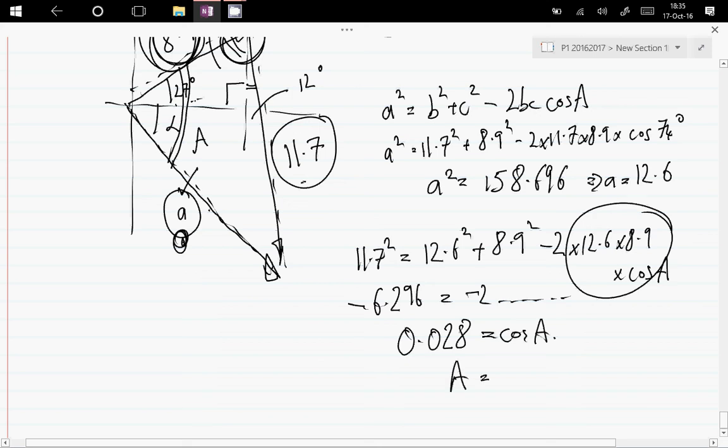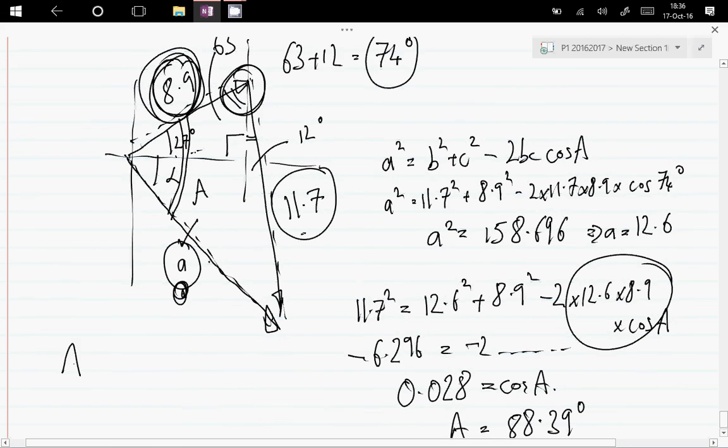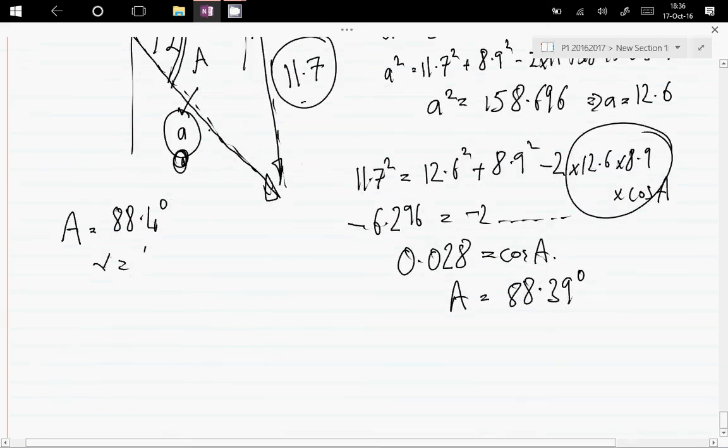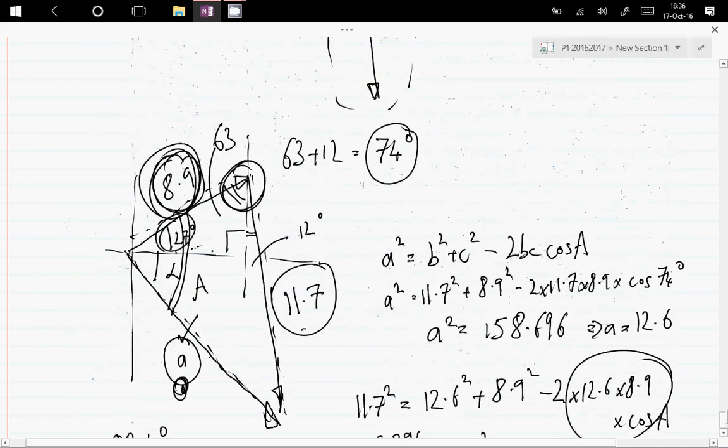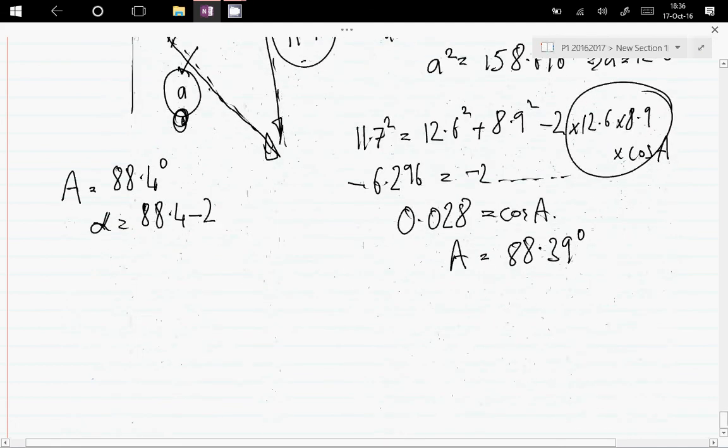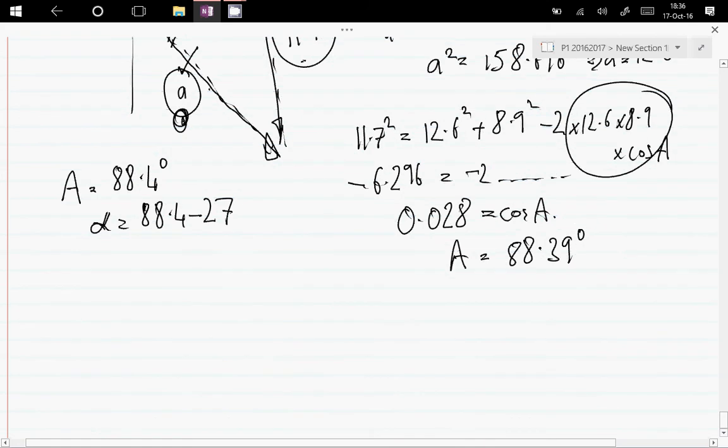So A is equal to inverse cosine answer, 88.39 degrees, so 88.4. So if A, the total of A, is equal to 88.4 degrees, then the angle that I'm really interested in, alpha, is equal to 88.4 minus this bit of the angle here, which is 27. Okay, minus 27. So 88.4 minus 27 is equal to 61.4 degrees.